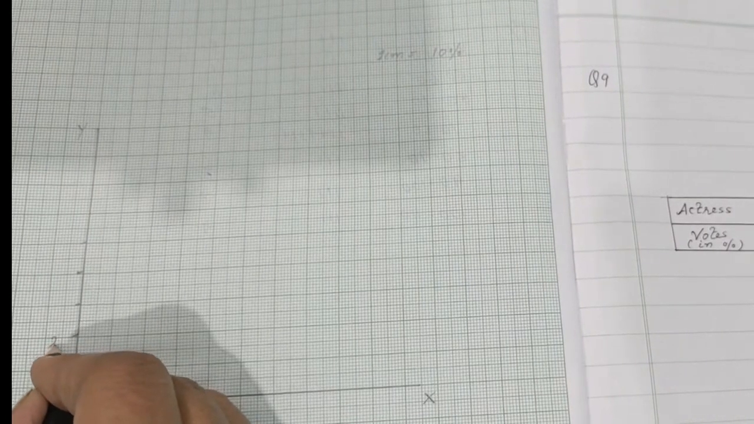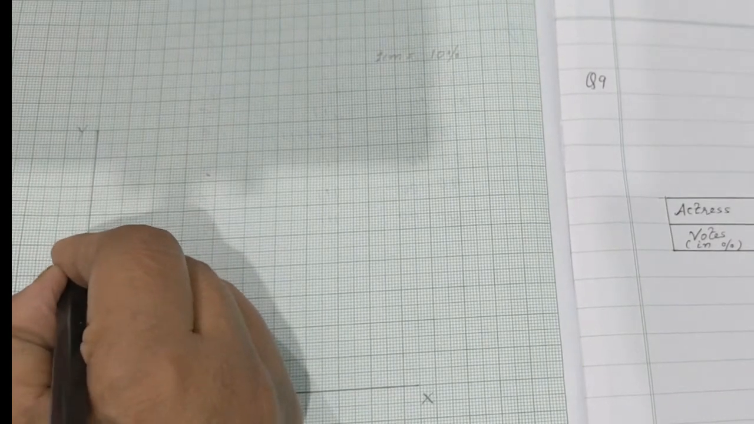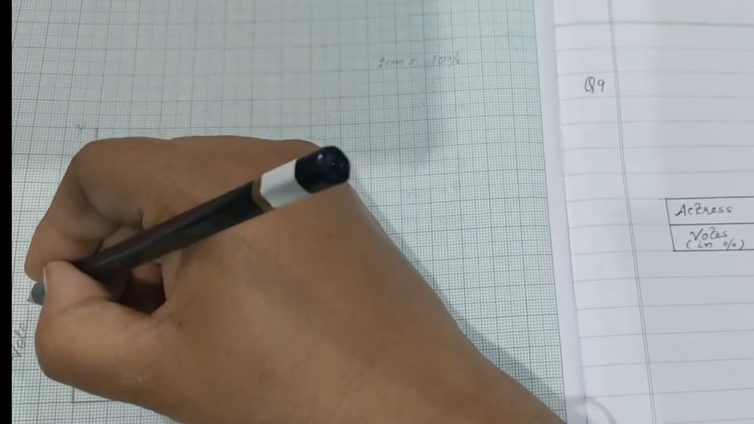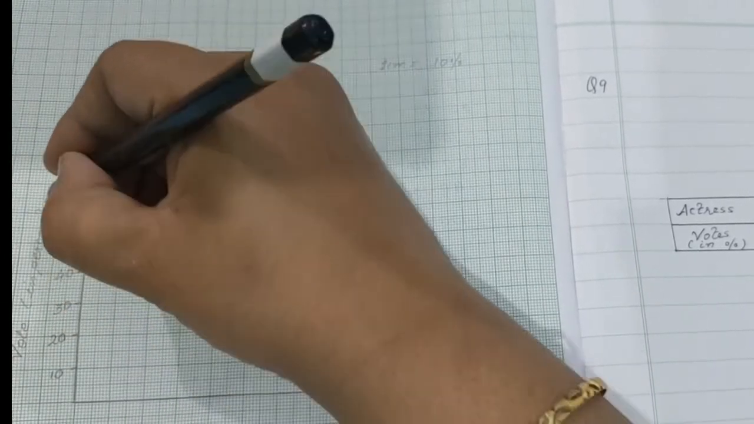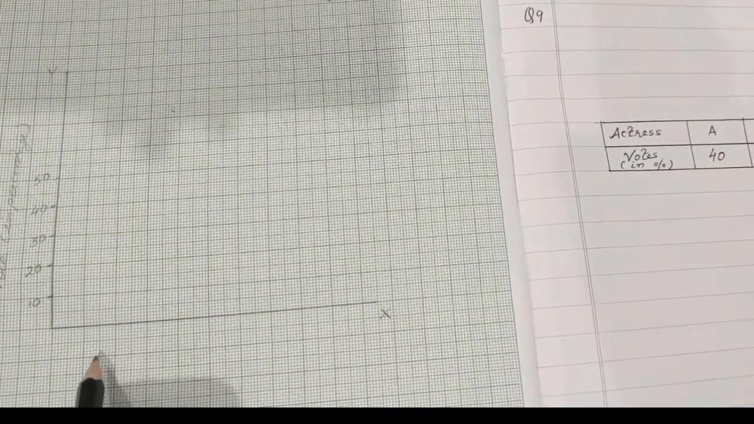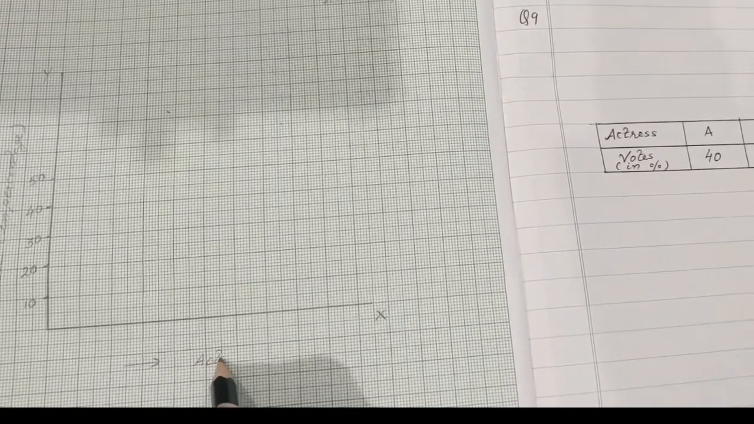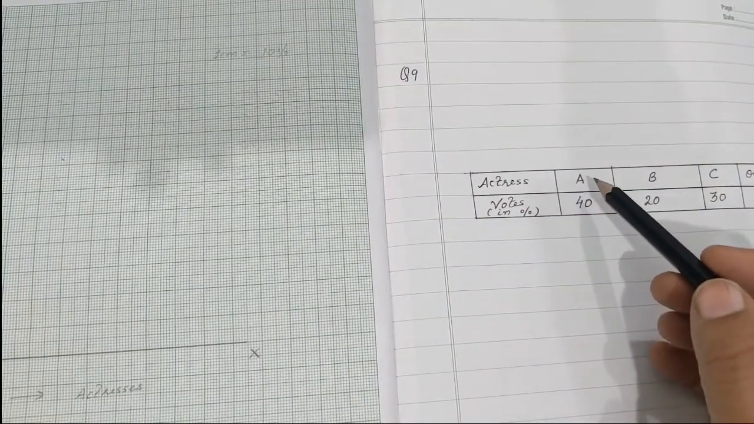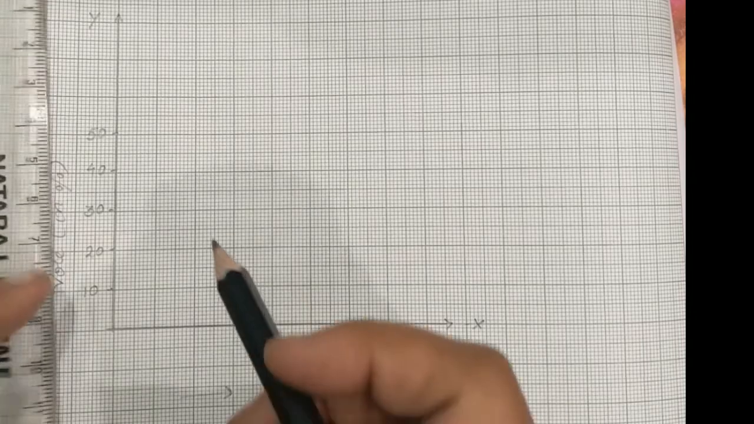10%, 20%, 30%, 40%, 50%. These are the votes. So label the axis votes in percentage, and you all should use only pencil on graph paper. Don't use pen. Now let's try to label this axis. This is showing the actresses. So children, according to the given data, actress A got 40% vote. So let's draw the first bar till 40.